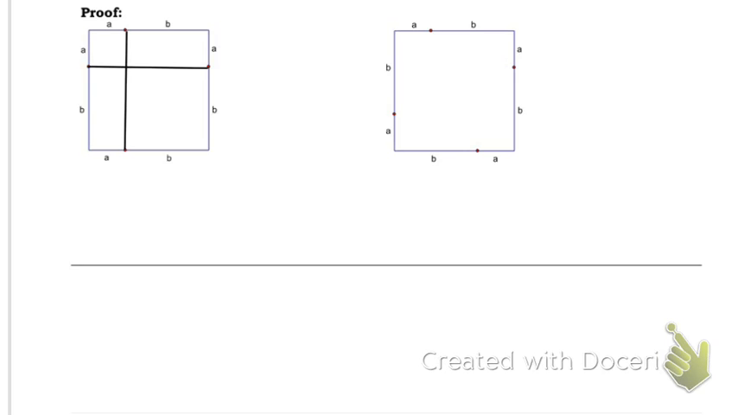And I'm going to put the area of each thing. Remember, area is length times width. So this one is a squared. This one would be a times b. The lower left-hand one would also be a times b. And finally, the bottom right one would be b squared.